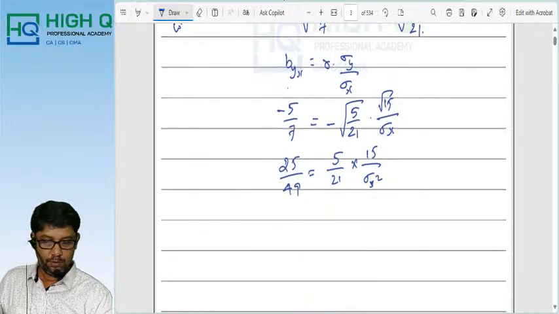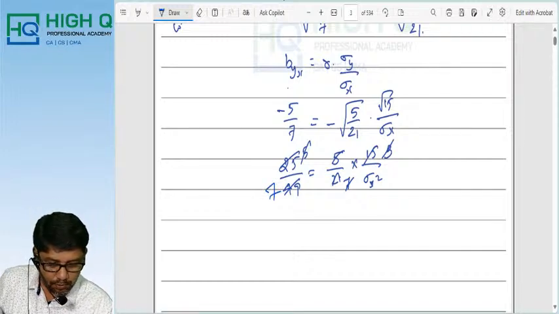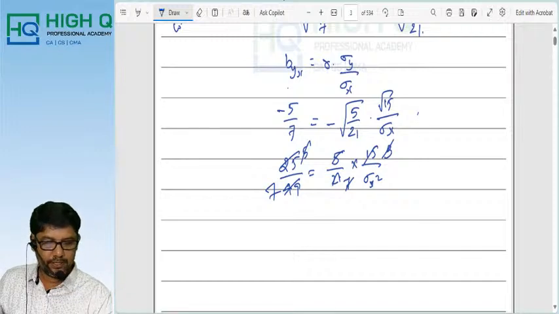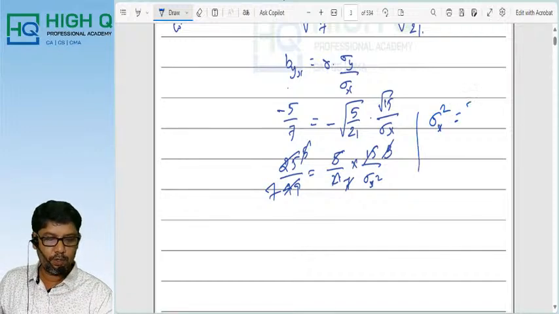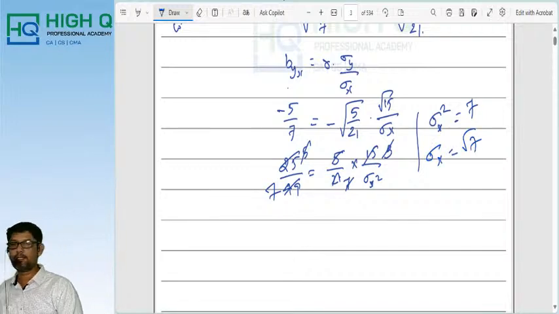Now 5 5s are 25, 5 3s are 15, 7s are, yeah. So can we say sigma x square equal to 7? Since they ask you to find out standard deviation, sigma x is root 7. Can you please tell me what sigma x is?